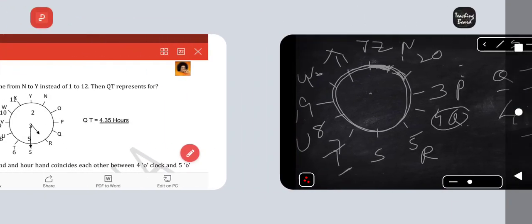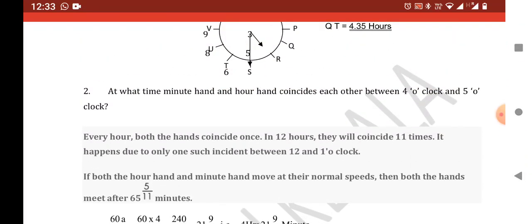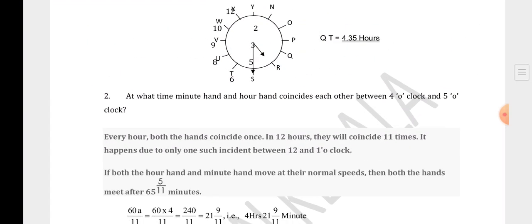The next question, let us see. At what time do the minute hand and hour hand coincide with each other between 4 o'clock and 5 o'clock? At what time do the minute hand and hour hand come to the same point between 4 o'clock and 5 o'clock?